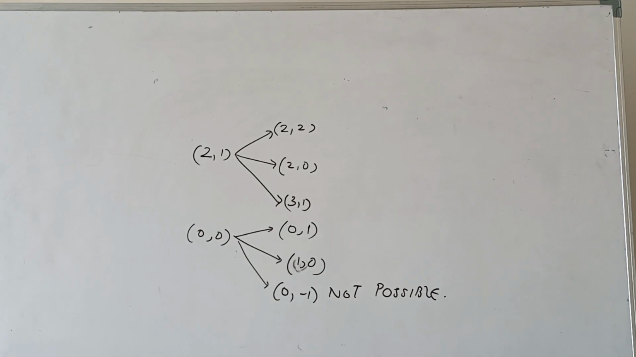The second condition is that if he is at the point x, y, he can move to 3 places: x, y plus 1, x, y minus 1, and x plus 1, y. Suppose he is at the point 2, 1, he can move either to 2, 2, 2, 0 or 3, 1. If he is at the point 0, 0, he can move to 0, 1 or 1, 0. 0, minus 1 is not possible because in the question our coordinate system is only from 0, 0 to 4, 4.